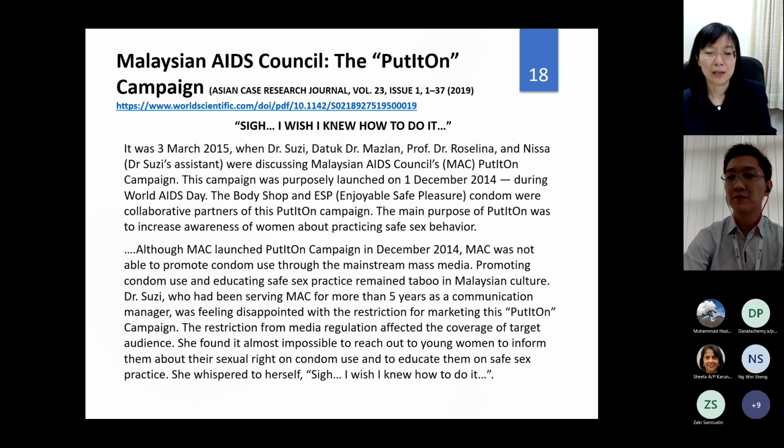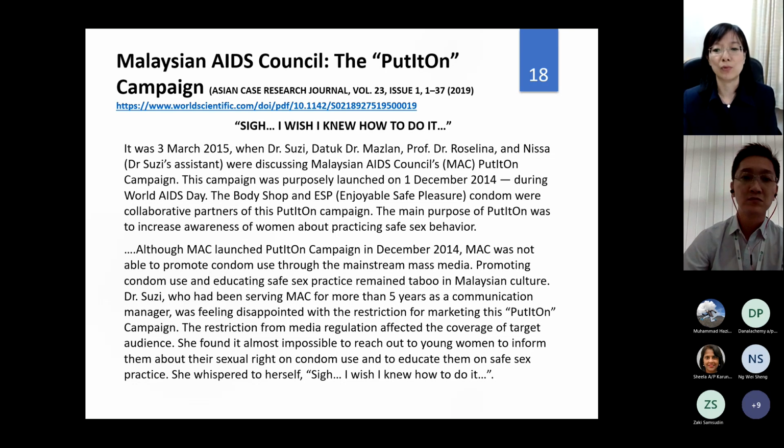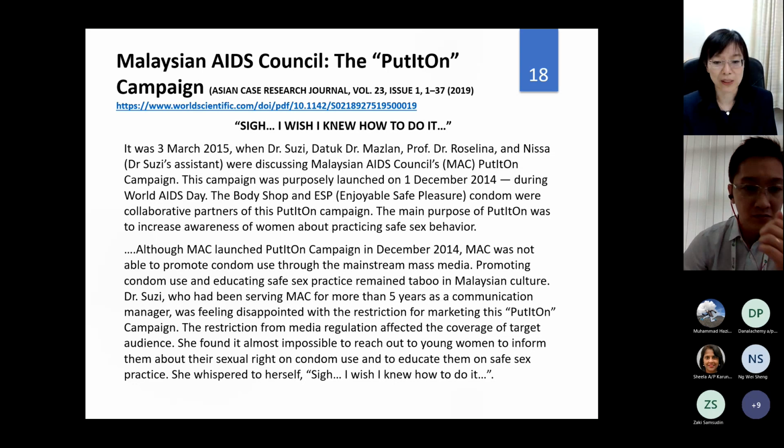Okay, now it's quite a long prologue, so I've actually summarized it. Okay, and so the end part of it is, although MAC launched Put It On campaign in December 2014, MAC was not able to promote condom use through the mainstream mass media. Promoting condom use and educating safe sex practice remained taboo in Malaysia. And Dr. Suzy, who had been serving MAC for more than 5 years as a communication manager, was feeling disappointed with the restriction for marketing this Put It On campaign. The restriction from media regulation affected the coverage of target audience.